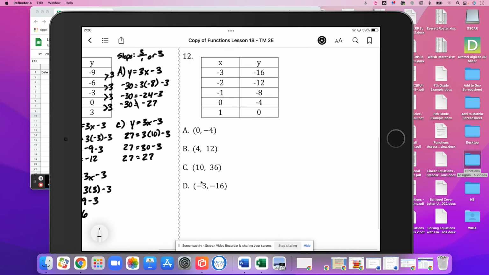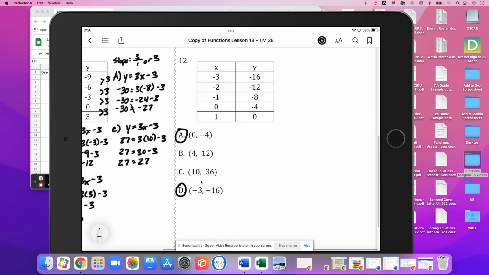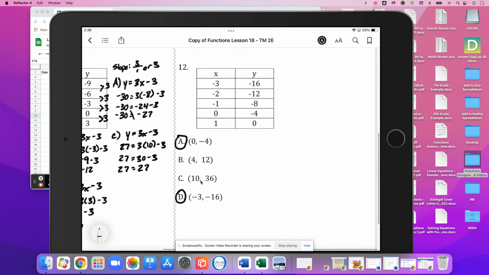So let's check and see if there are any points that match. There are in this one, which is awesome. So I see a 0, negative 4 here. I see a 0, negative 4 there. Those do match. So A is given to us. The next one, 4 and 12, no. 10 and 36, no. Negative 3 and negative 16, yes. We see a negative 3, negative 16 right here and right here. So that one is free as well. So we only need to test B and C here today.